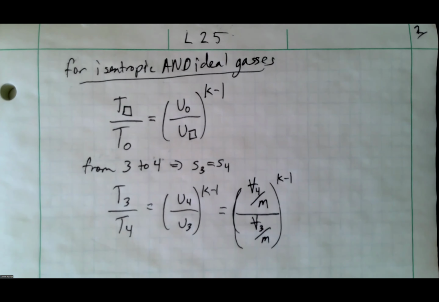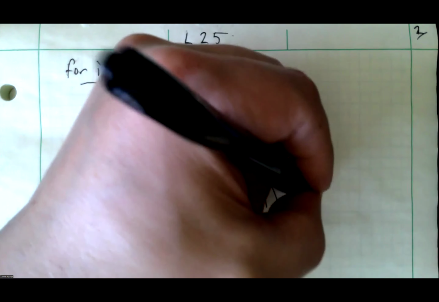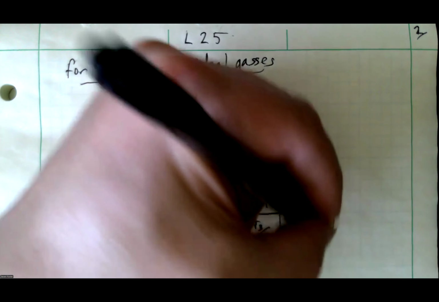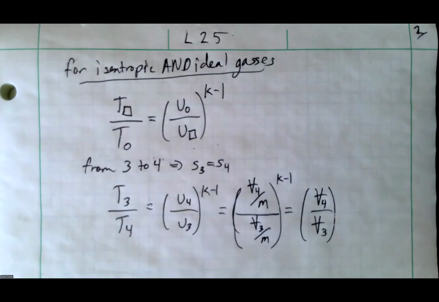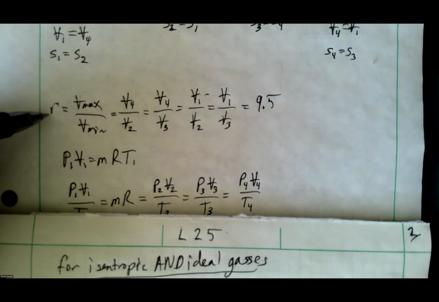So it's the same mass, top and bottom, which means if the mass is constant, the ratio of specific volumes is equal to the ratio of total volumes. And that's something I think we've mentioned before, but it bears repeating. Oh, by the way, R is V4 over V3 because that's a max volume over min volume.